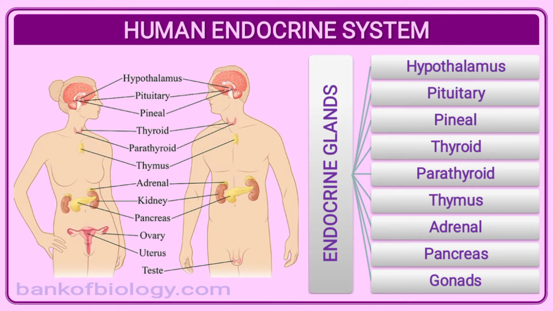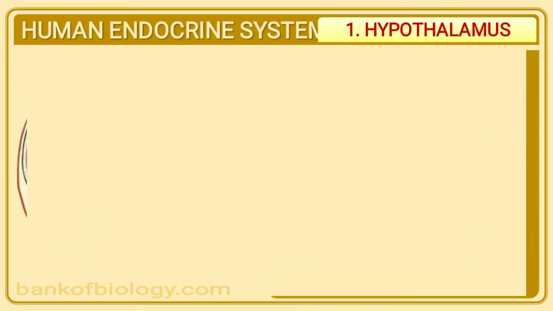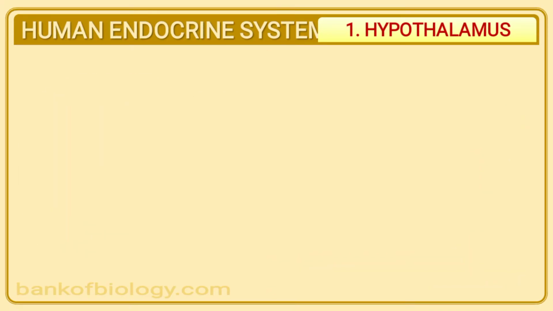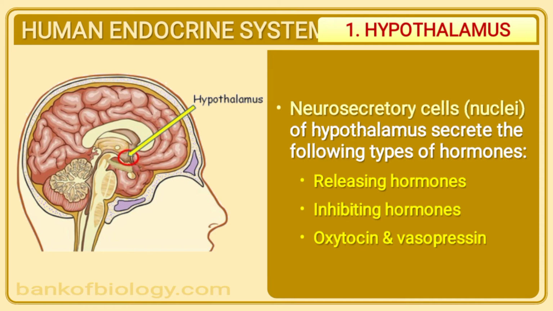If we talk about hypothalamus, it contains neurosecretory cells. These neurosecretory cells then secrete the following types of hormones. First of all is releasing hormones. Second are inhibiting hormones. Third one are oxytocin and vasopressin. Releasing hormones are involved in the initiation of any work or any function. Inhibiting hormones stop the work of any organ or any part of the body. Oxytocin and vasopressin are especially involved in milk production as well as female secondary sexual characters development.